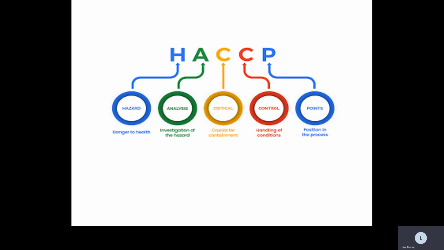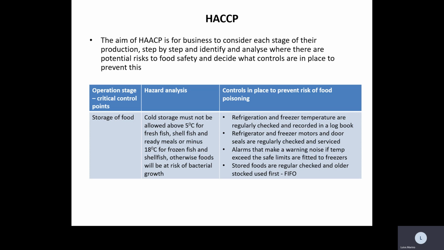So this is HACCP. The acronym stands for Hazard Analysis Critical Control Point. The aim of HACCP for businesses is to consider each stage of their production. It looks step by step, identifies and analyses where there are potential risks to food safety, and then decides what controls need to be put in place. For example, if we look at storage of food, cold storage mustn't be allowed to be above 5 degrees for fresh fish, shellfish and ready meals, or minus 18 degrees C for frozen fish and shellfish.